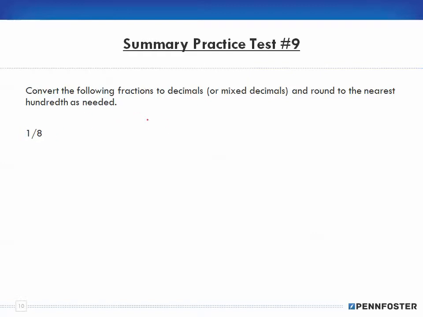So I have 1 over 8. Remember, we're rounding to the nearest hundredth. So 1 divided by 8, and I have to show 3 places because we're rounding to the hundredths, so I need to know what the thousandths position is going to be in order to know to round up or down.